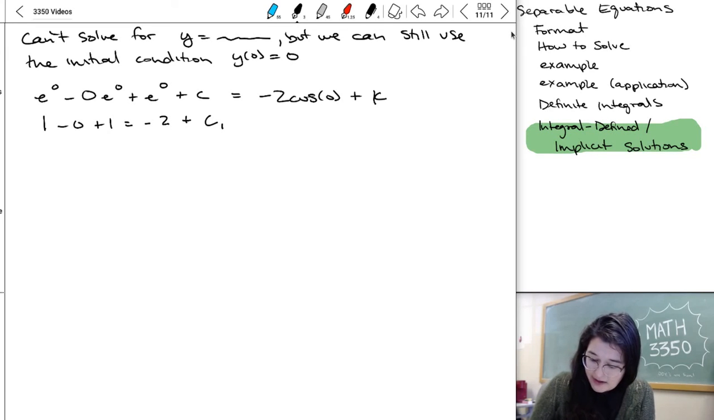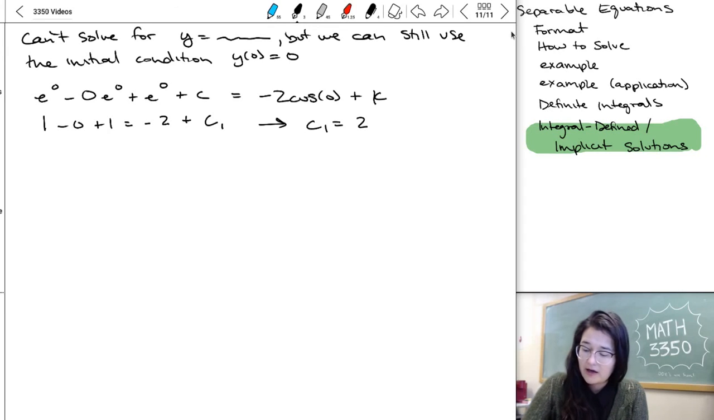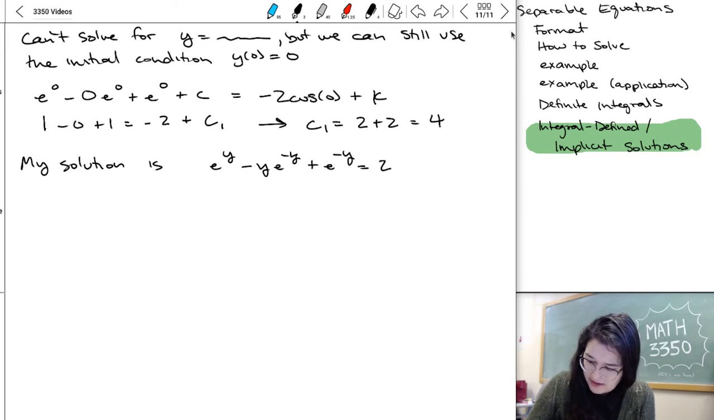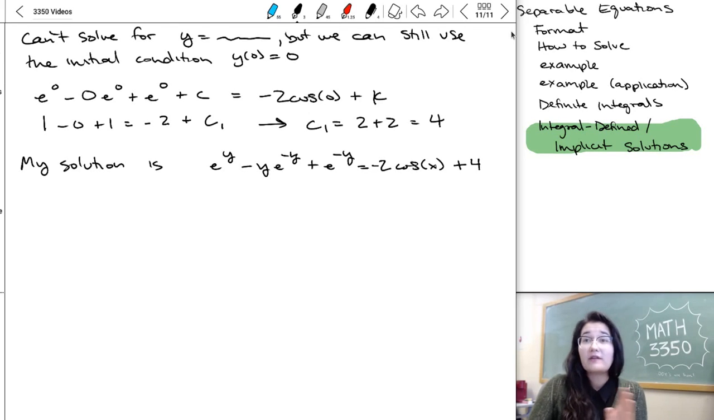Anyhow, this does tell me that C1 would be 1 plus 1 is 2, and then I move that 2 over there. So plus 2 is 4. So my solution is e to y minus y e to minus y plus e to minus y is equal to minus 2 cosine of x plus 4. So all I've done is I've plugged in that unknown constant C1.